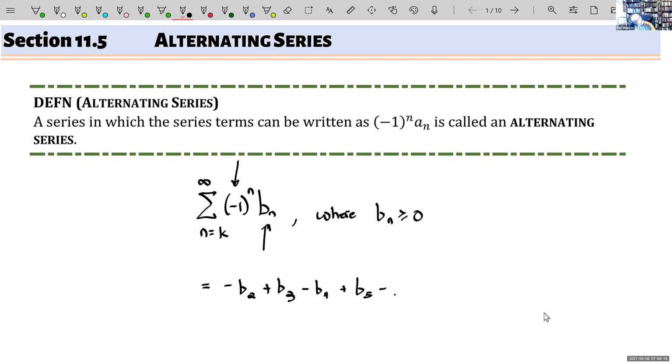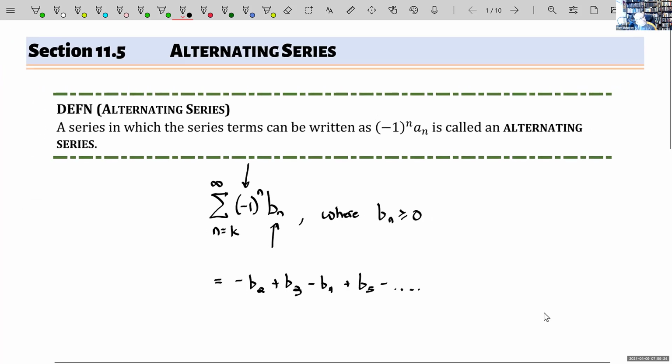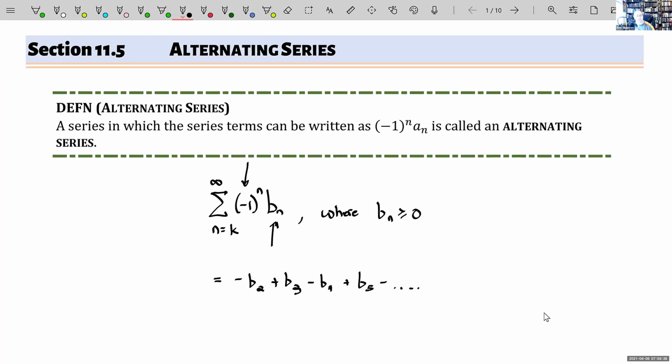That's an alternating series. And you can see why we would call it that, right? It alternates between subtraction and addition. Okay. So that's the definition of an alternating series. Very, very nice kind of natural way of thinking of something being alternating.